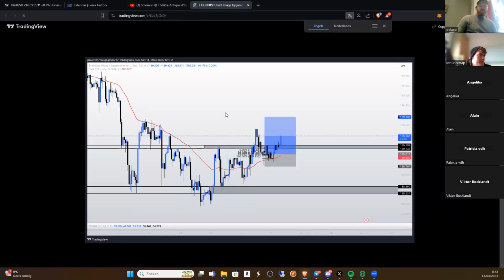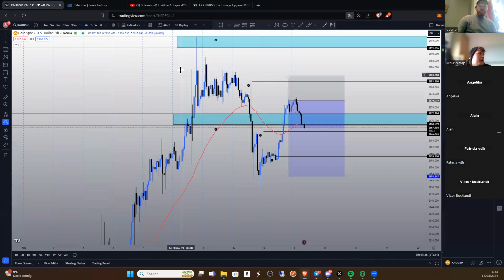What do you think about GJ? Let me check. Clean price trap. I like it. Running it in profit.